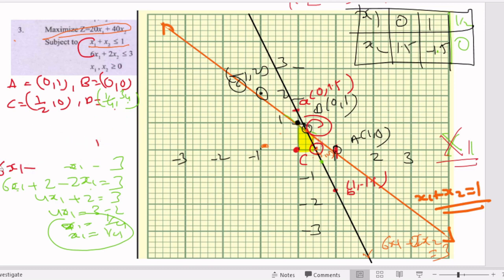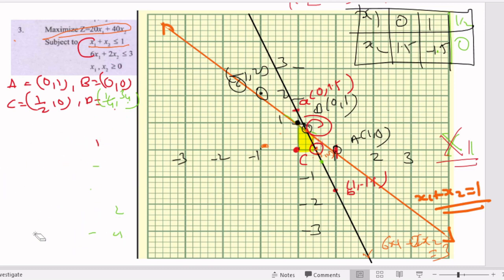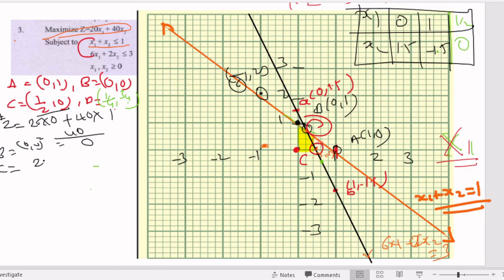And what is the equation? Z is equal to 20x1 plus 40x2. Let's see what the value is at each point. So Z at A: what is x1? 0. So 20 into 0. x2 is 1. So 40 into 1. This is 0 plus 40. So 40. So at A, it's 40. At B, 0, 0, everything will be 0. No need to consider it also. At C, 1 by 2, 0. So let's substitute 20 into 1 by 2, 40 into 0. So it's 10.